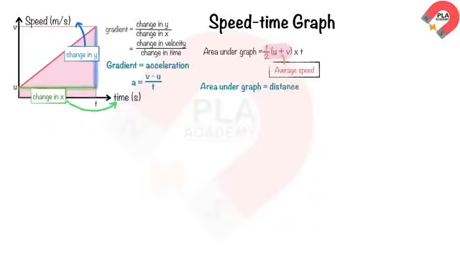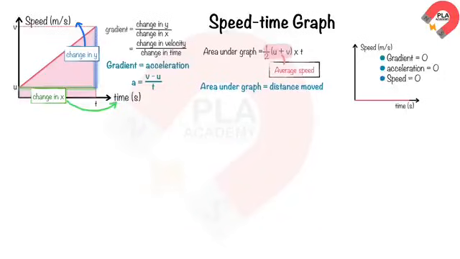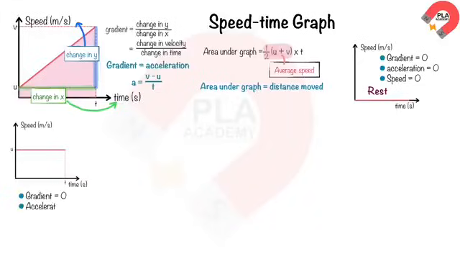Since the area under graph is the distance moved, a horizontal line graph at the x-axis with zero gradient indicates the acceleration is 0 and the speed is 0, so the object is at rest. A horizontal line graph with zero gradient indicates the acceleration is 0 and the object is moving at constant speed of u. Since the distance moved is the area under graph, which is u times t.